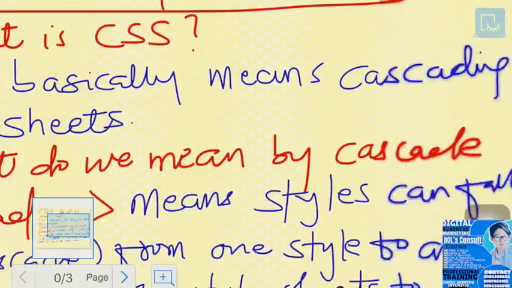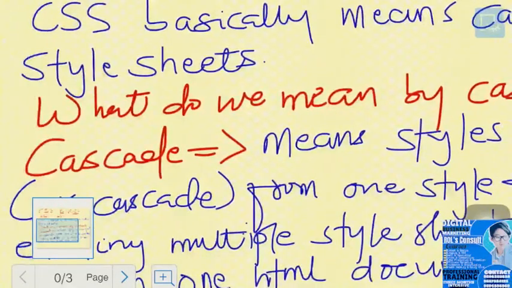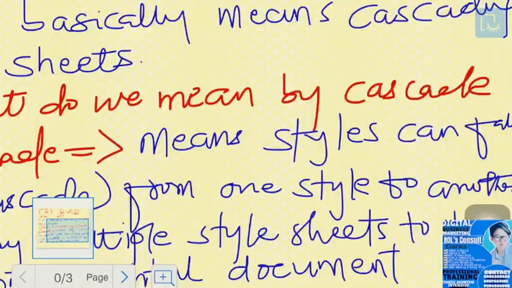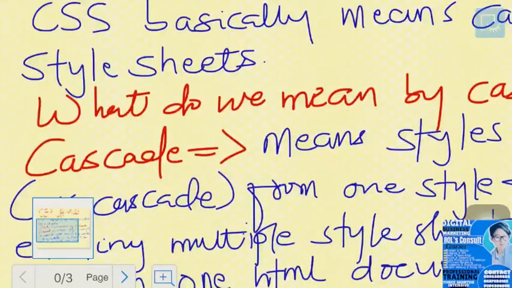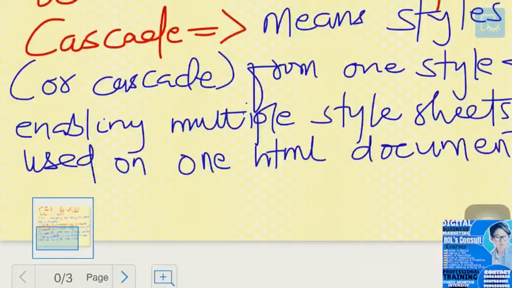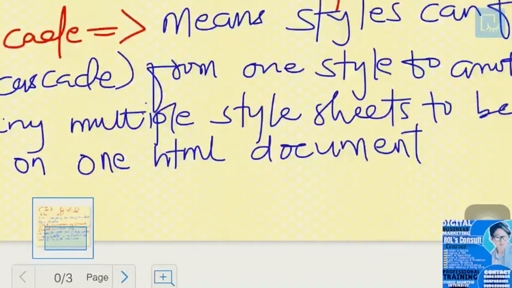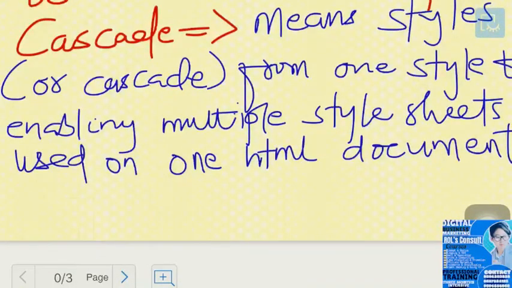What do we mean by cascading or cascade? Cascade is a verb and it means to fall. It's normally used to represent a waterfall. So how a waterfall falls or behaves, that's basically the meaning of cascade. So in CSS, what do we mean by cascading? It means styles can fall, or cascade, from one style to another, enabling multiple style sheets to be used on one HTML document.